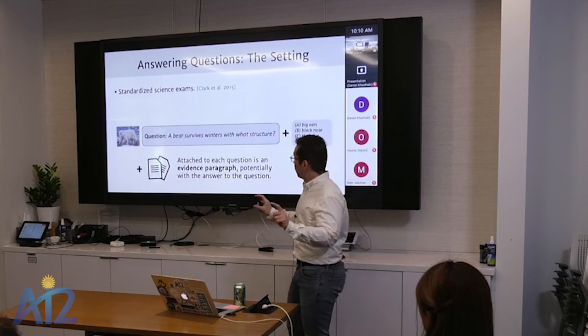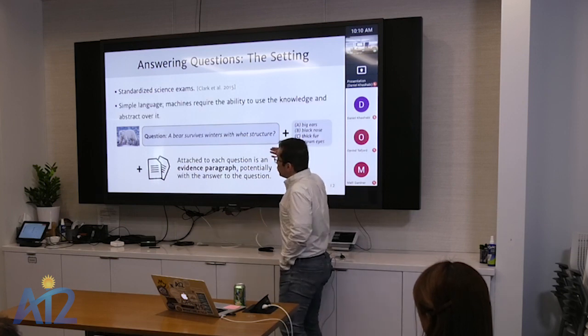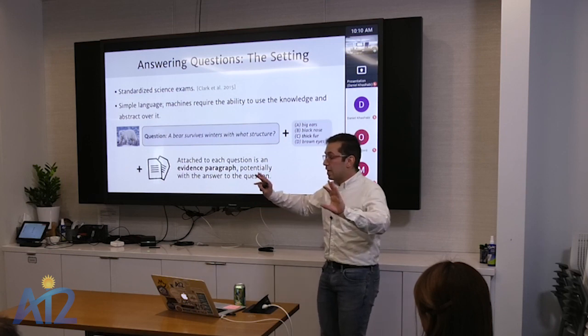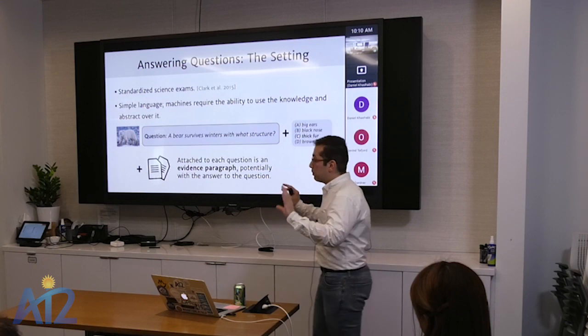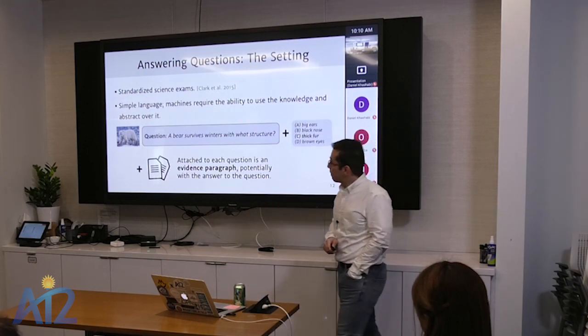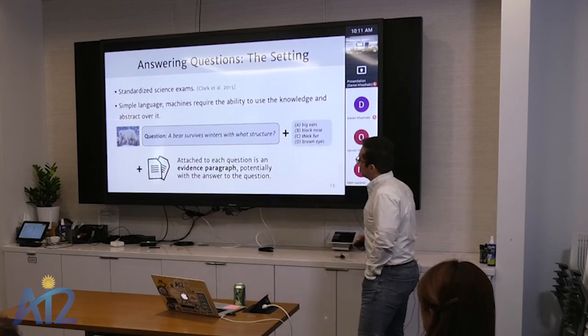But it might be misleading because for machines, the challenge here is to understand what is given in the text, abstract over all these events and entities, and do something interesting, some reasoning on top of that abstraction, right? So it might look very simple, but it's not as simple for machines. Let's take a closer look into this.